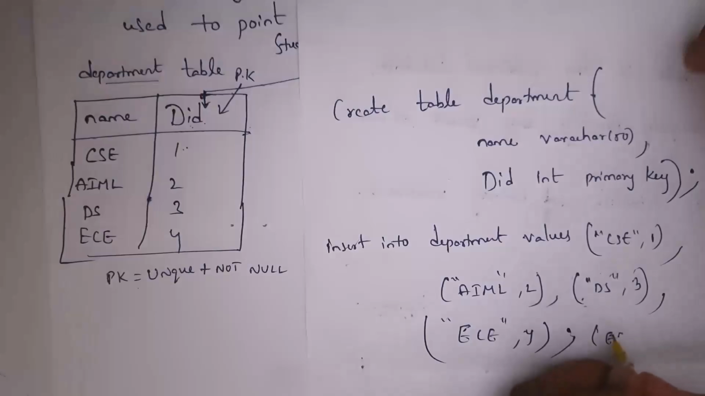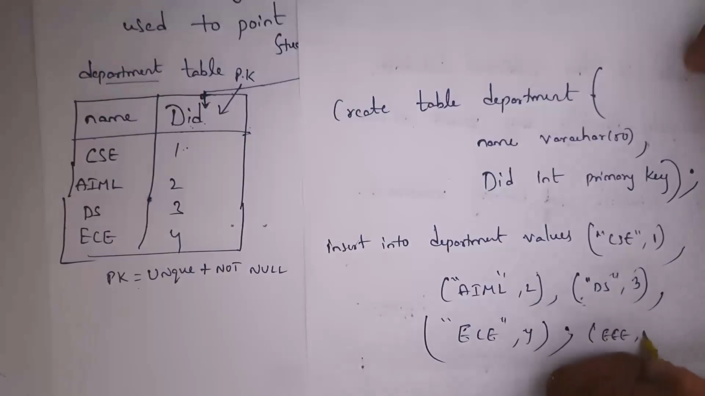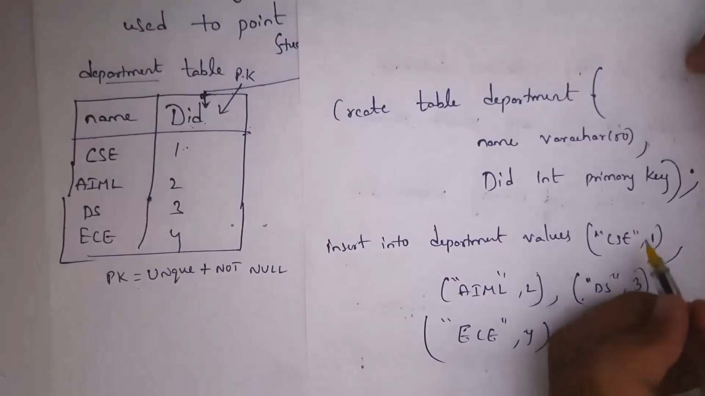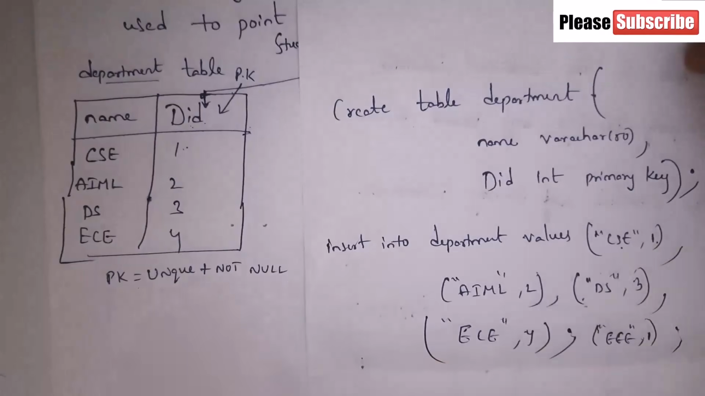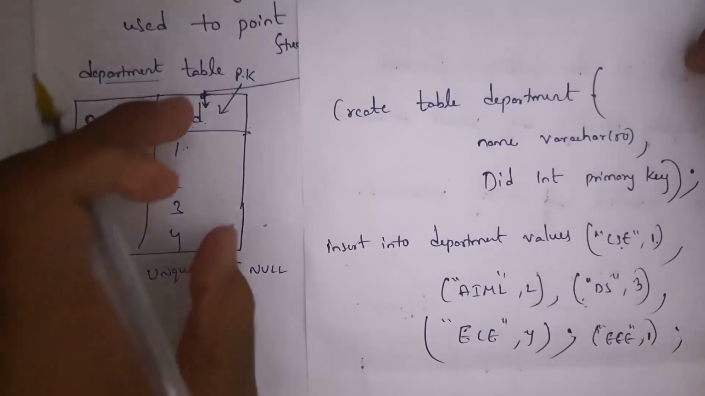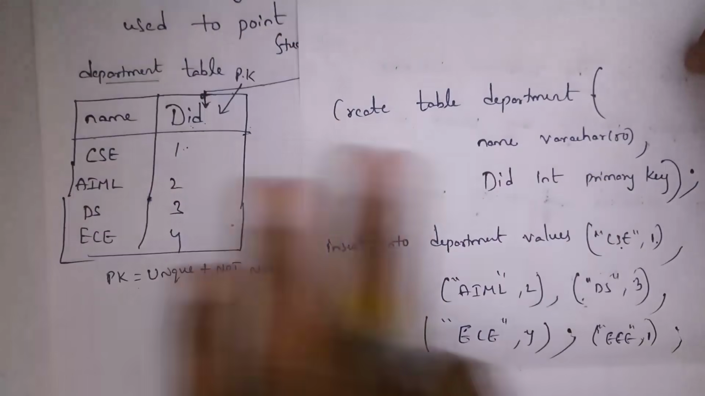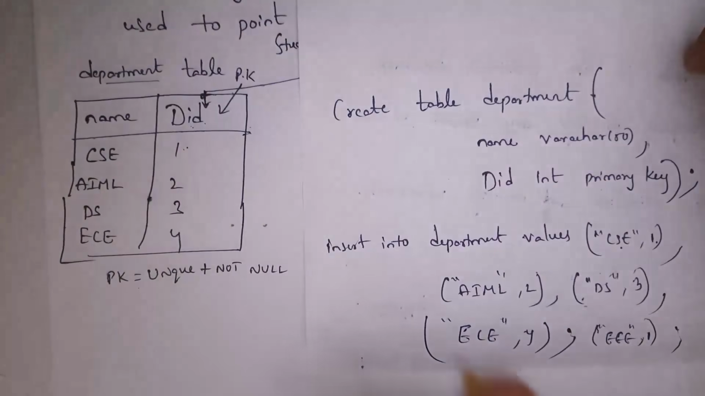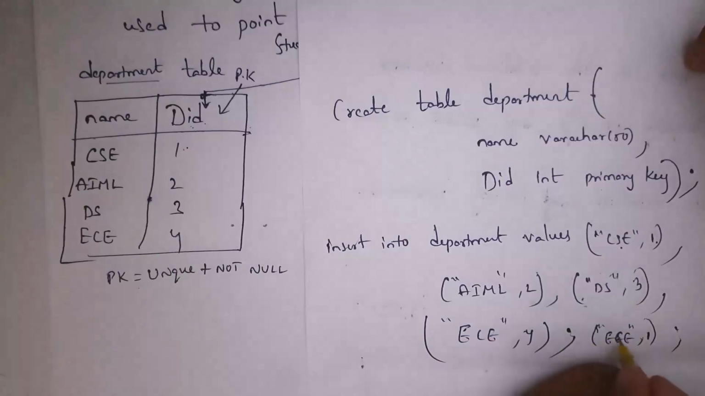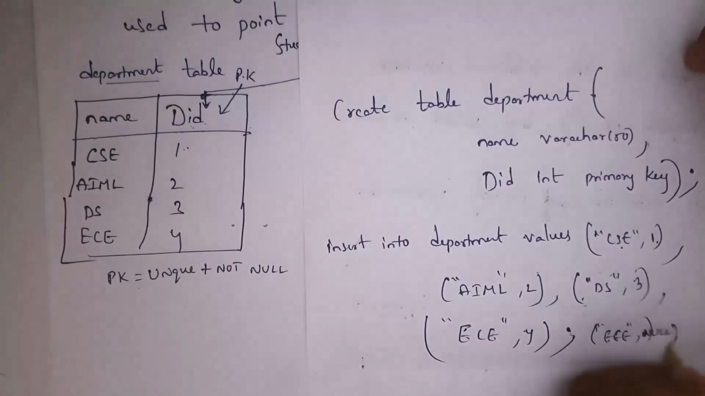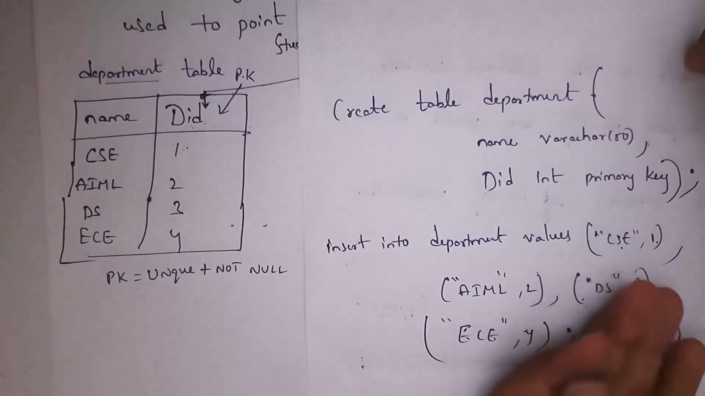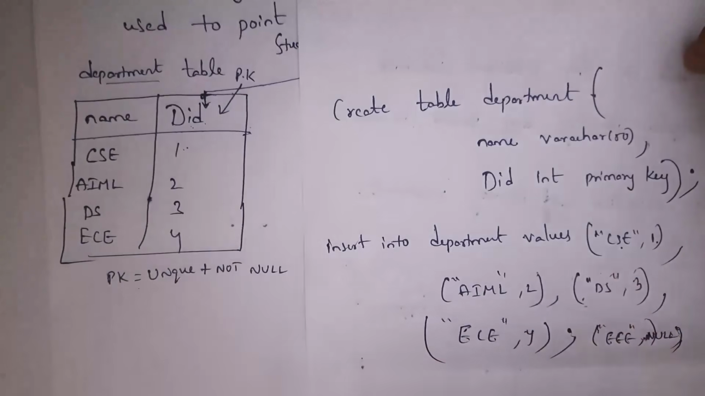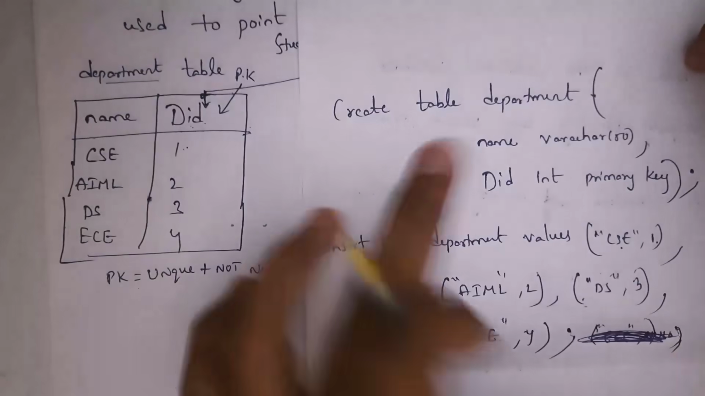For example, if I take EEE 1, it will not accept because already for CSC I took 1. So again if you take 1, it will display an error because the DID column is a primary key. It will not accept duplicate values; it will accept only unique values. For example, for EEE if I take null because I don't want to give a value, even then it is not accepted because a primary key will not accept null values. So I just wrote this code.